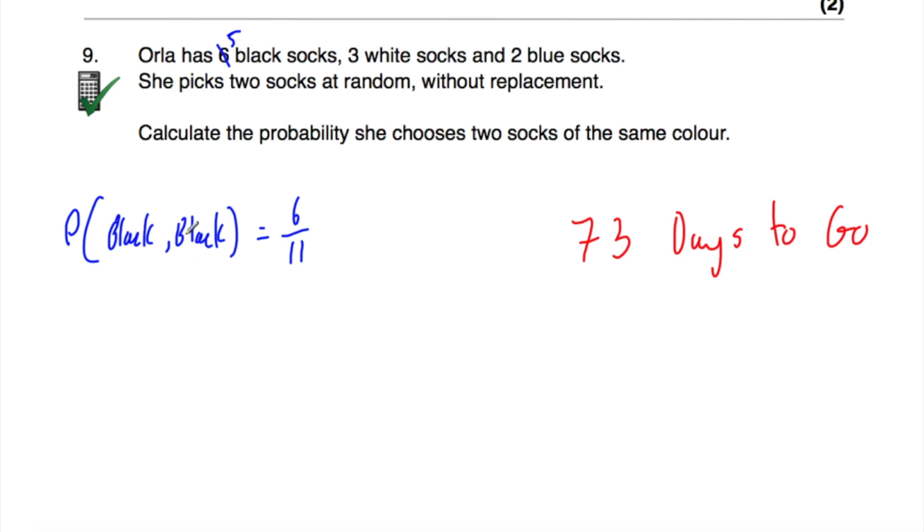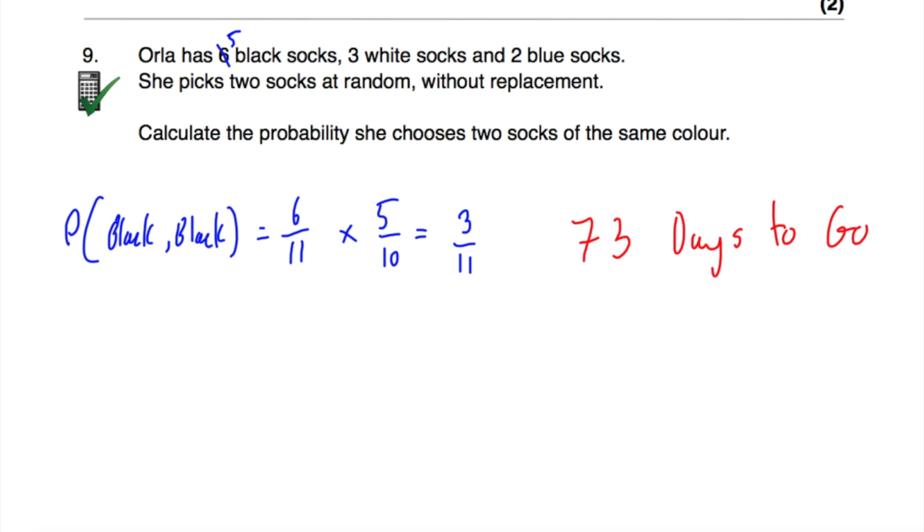Altogether now, in terms of the second one being black, there's now 10 socks in the drawer, and there's only 5 black socks, so the probability of the next sock being chosen at random being black would be 5/10. And then for a black and a black, we'd multiply these probabilities together. So 6/11 times 5/10. It's a calculator question, so let's do this on our calculator. That's equal to 3/11. So the probability of getting a black sock and a black sock would be 3/11.